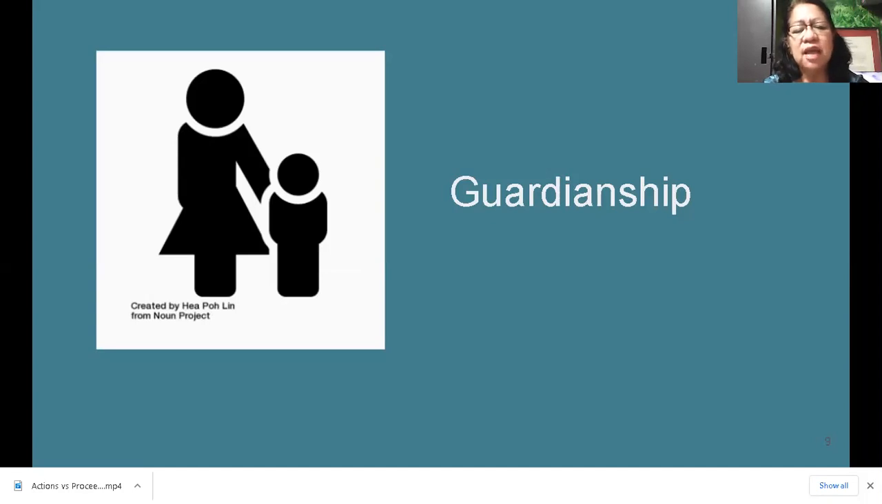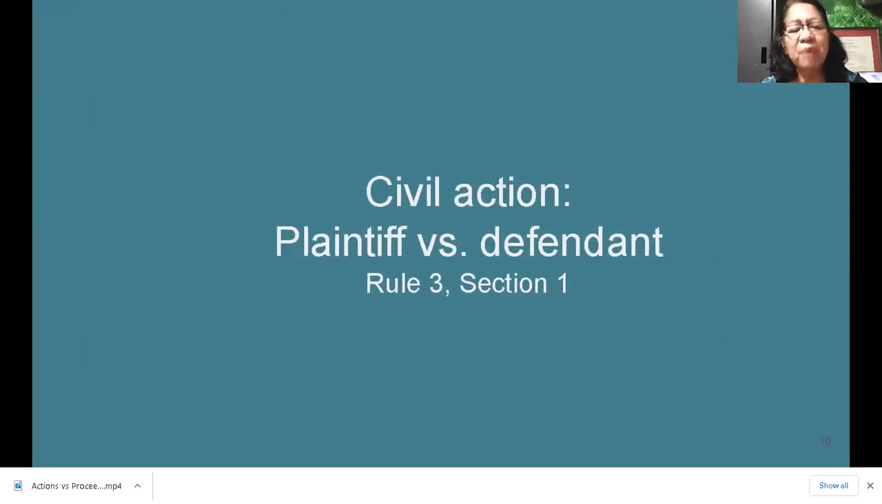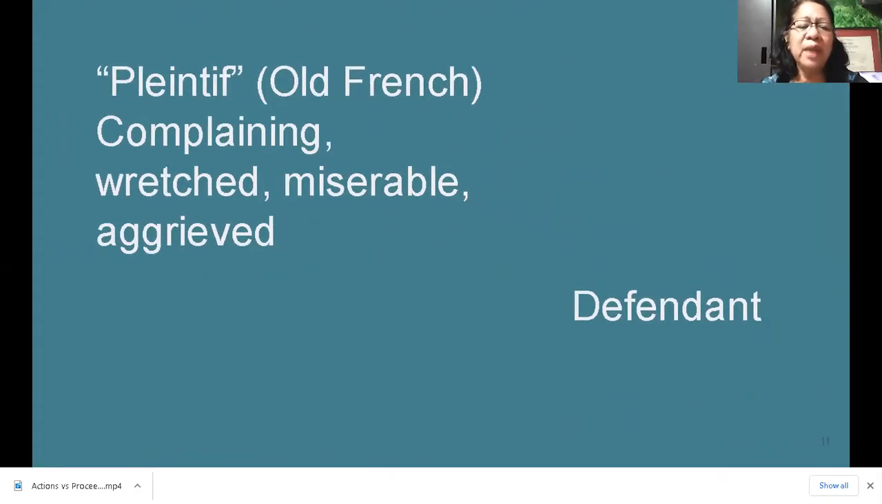See, in this case, the petitioner is not fighting against the prospective ward. Now, this brings up a very important point about how the parties are called in these cases. Do not interchange the terminologies. In a civil action, the one who brings the action is called the plaintiff, and the one who is sued is called the defendant. So the word plaintiff comes from an old French word that means complaining, wretched, miserable, aggrieved.